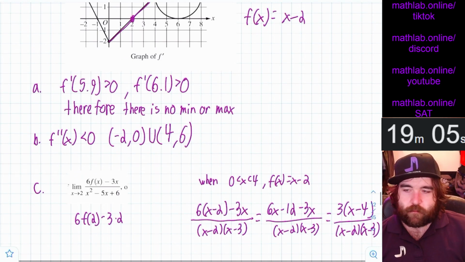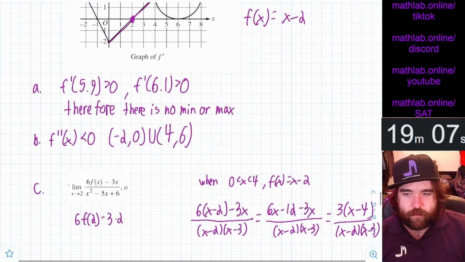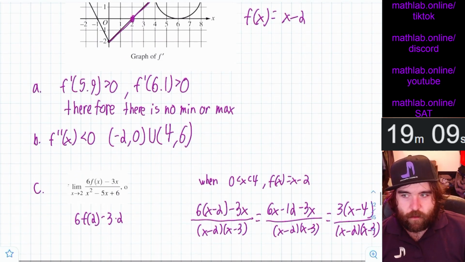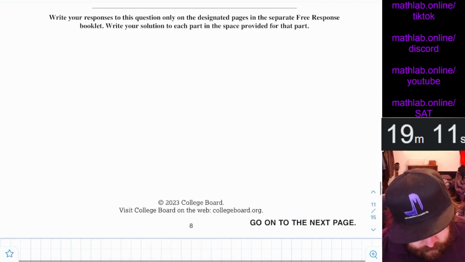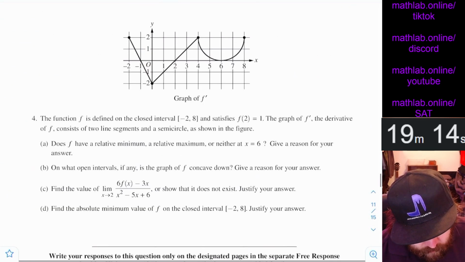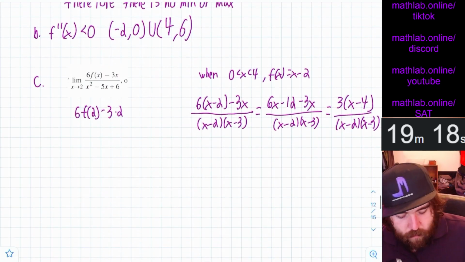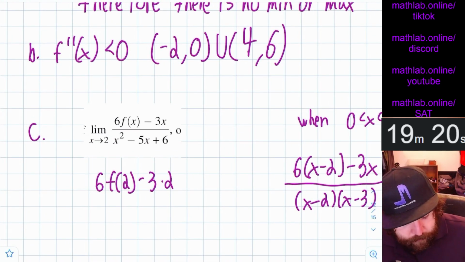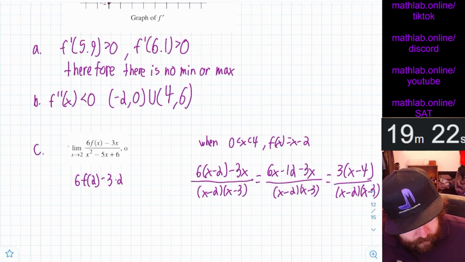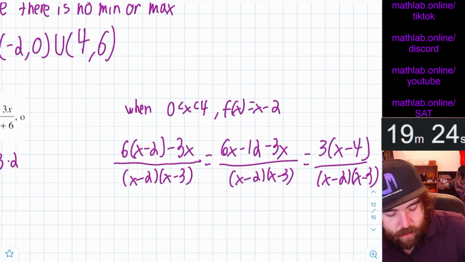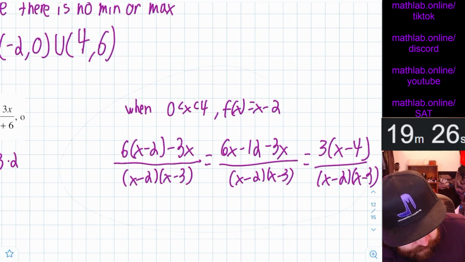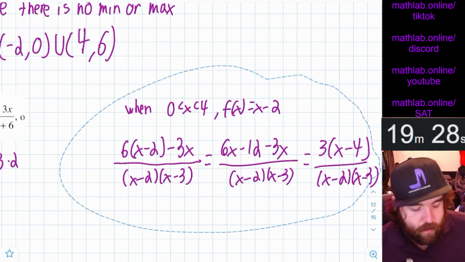Wait. F of 2 is not 0. Hold on. What is f of 2? Did they tell us what f of 2 is? F of 2 is 1. Okay. So that was my problem here. That's actually not true. F of x is not x minus 2. F prime of x is x minus 2.